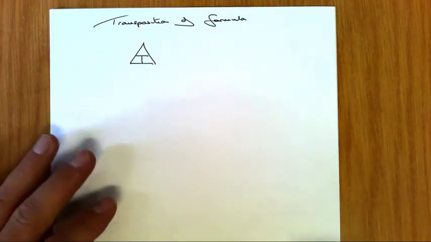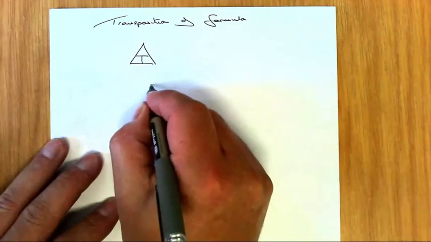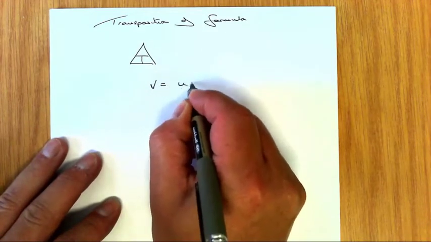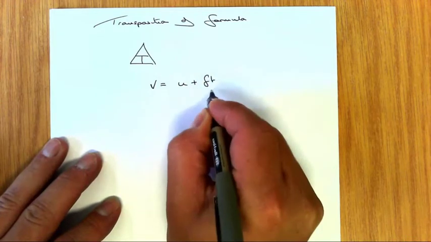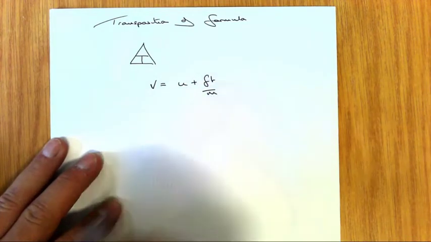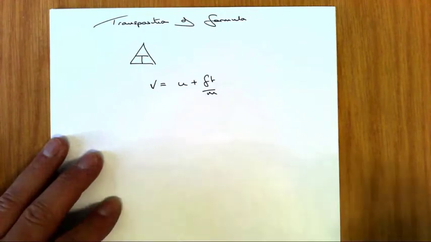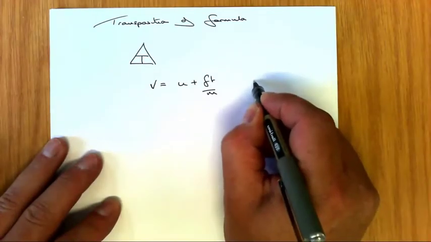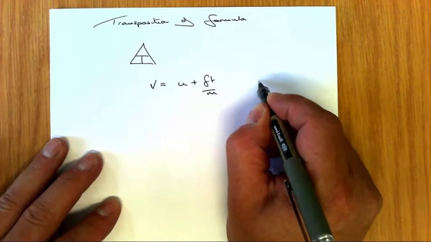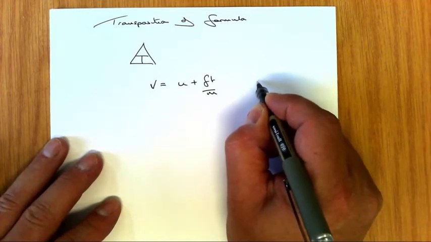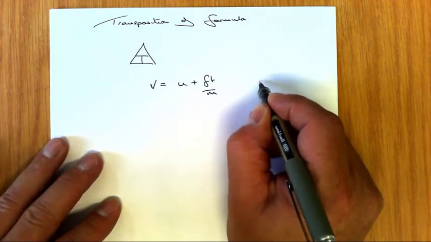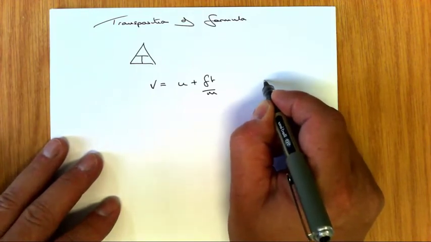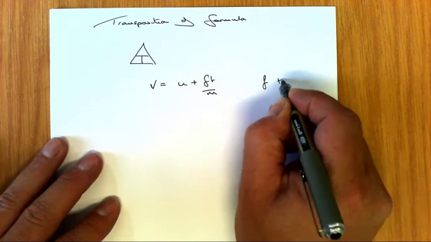Okay, so moving on from that slight bugbear of mine, we're going to just look at transposing formulas which have the form something like V equals U plus Ft over M. That's a formula, but we're also going to be told what we want as the subject. Now, the subject is just the thing that's on its own on one of the sides. Now, we normally say the left hand side, but it doesn't have to be, it could be the right hand side. So in this case we're going to make F the subject.